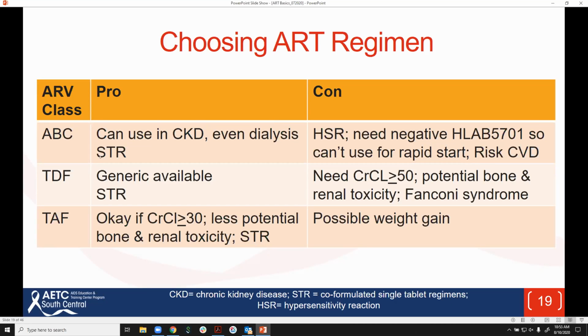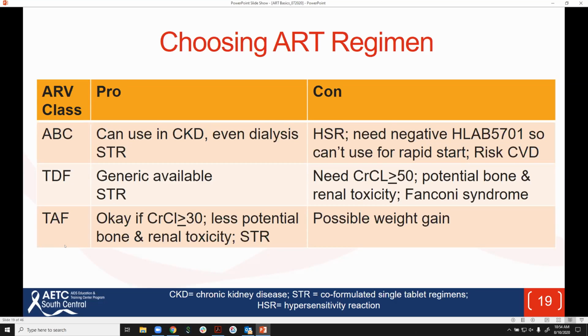And then there are the two formulations of tenofovir. They both start with T. TDF, tenofovir disoproxil fumarate, is the older version. There is now a generic available, so that's a pro, and there are several single tablet regimens available. This medication is metabolized by the kidney and can also cause kidney toxicity. So we need a creatinine clearance of at least 50, and we monitor bone and renal toxicity, particularly in older patients or patients who may have other risk factors. It looks like tenofovir DF and TAF are both pretty safe in younger people without other comorbidities.